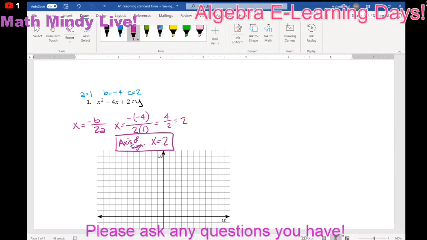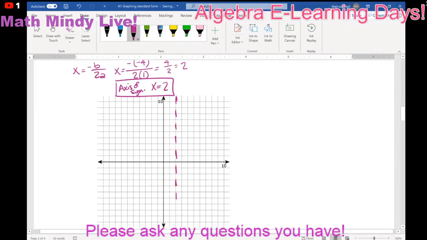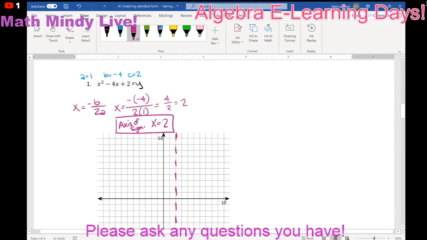So then on your graph, most people will just draw a dotted line for their axis of symmetry. And keep in mind, this axis of symmetry is also what cuts the parabola in half. And so when you make your table of values, you can plug in the numbers just to make sure you're right, but it allows you to see that it should be a mirror image.